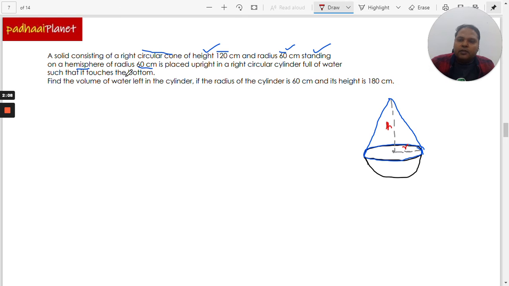Now what's happening is this whole solid is placed upright in a circular cylinder which is full of water. So maybe the cylinder would be like this, such that it touches the bottom. So it's exactly touching the bottom. This is the cylinder which we have. Now find the volume of the water left in the cylinder.